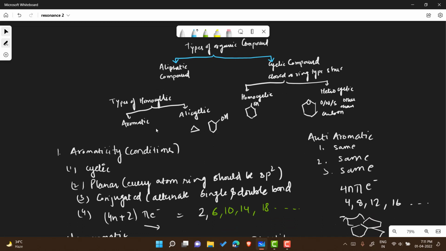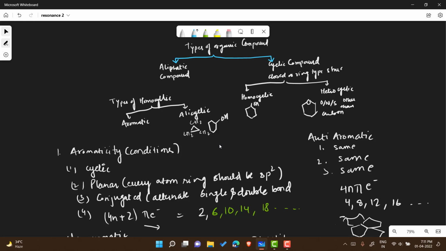Aromatic compound, we are going to discuss about them very soon, and alicyclic compound are the compound which are cyclic compound but aliphatic cyclic compound. I'll just give you an example. Okay, so in a way they are like this. As we can see, three triangle, we can see that CH2 CH2 CH2 just combined in a way. Okay, so we'll move on to aromaticity.